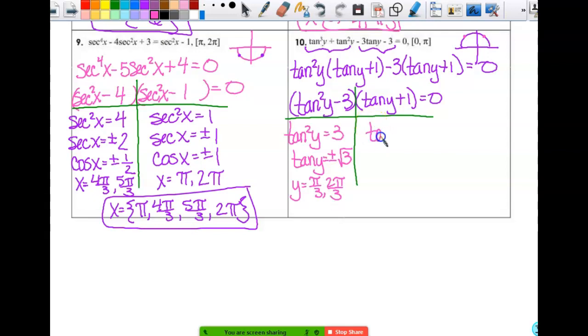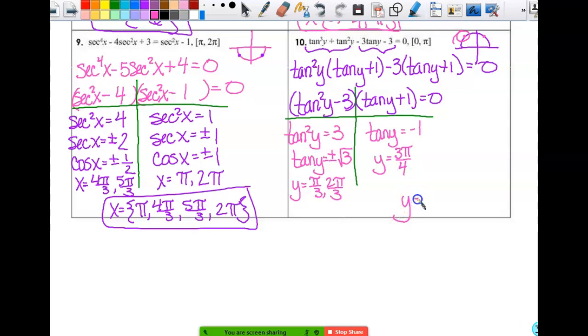Then I get tangent y equals negative 1. When tangent's 1, that's pi fourths, right? But I don't care about positive 1. I only care about negative 1, which would be the second quadrant. So what's my second quadrant pi fourths angle? 3 pi fourths.